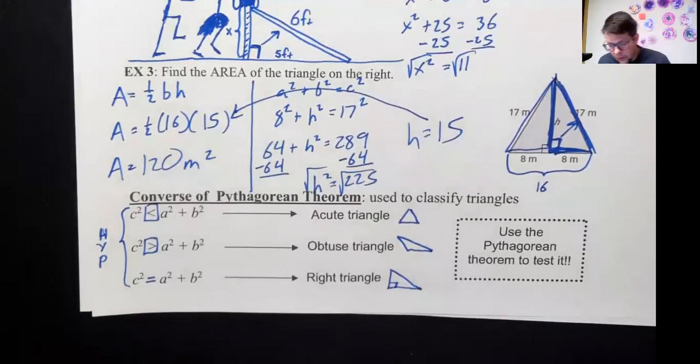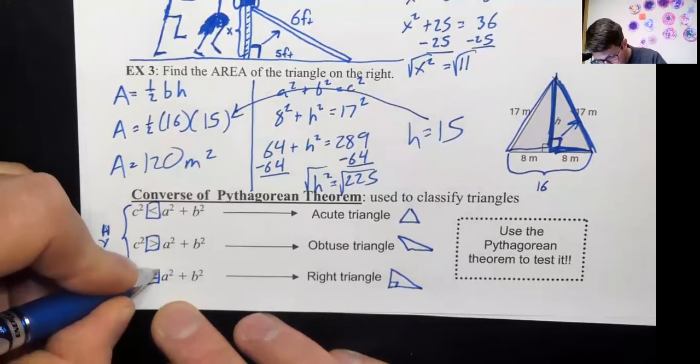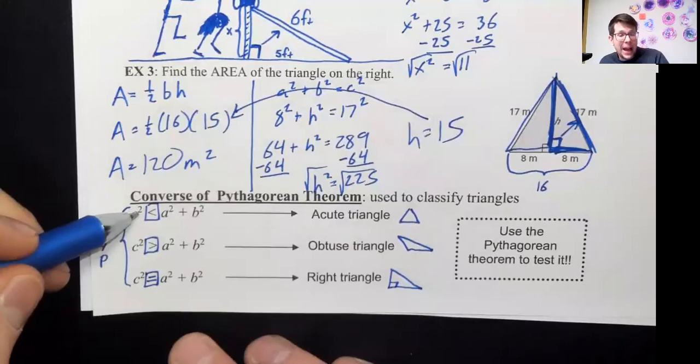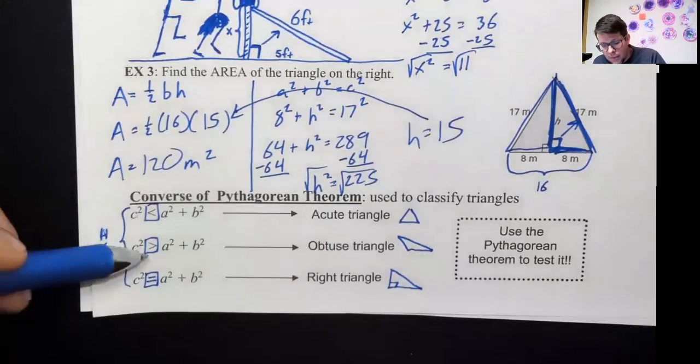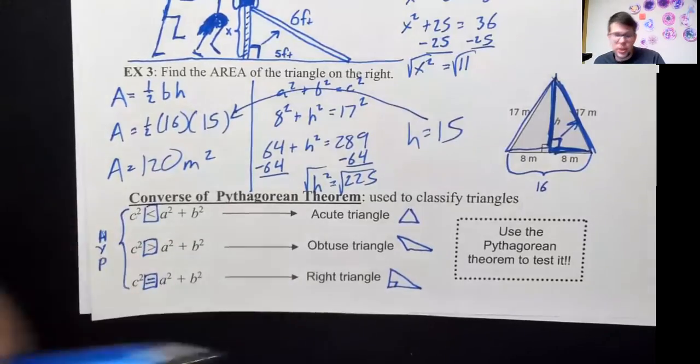Now, one word of warning that I want to make sure you're clear on is that you need to make sure you're noticing the order. I have my hypotenuse first in this case right here. Then I can use my less thans to go with acute, my greater thans to go with obtuse, and my equals to go with right.